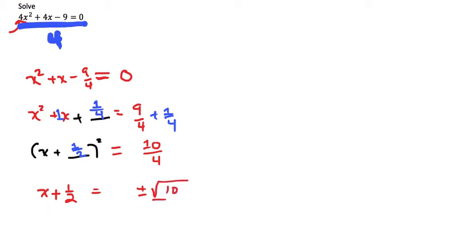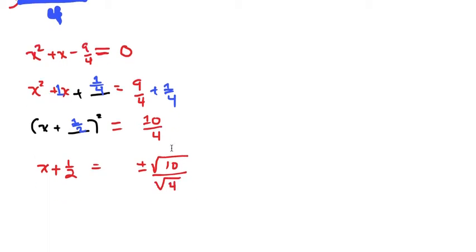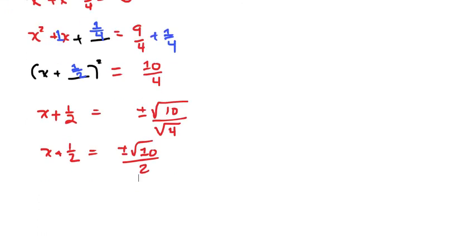Now the square root of 10/4 is really the square root of 10 over the square root of 4. So the reason I didn't simplify earlier is because it'll make it easier for me to take the square root. So this is going to be plus or minus the square root of 10 all over 2, because the square root of 4 is just 2. And then in my last step, we can just subtract 1/2 from both sides. So negative 1/2 plus or minus the square root of 10 over 2.